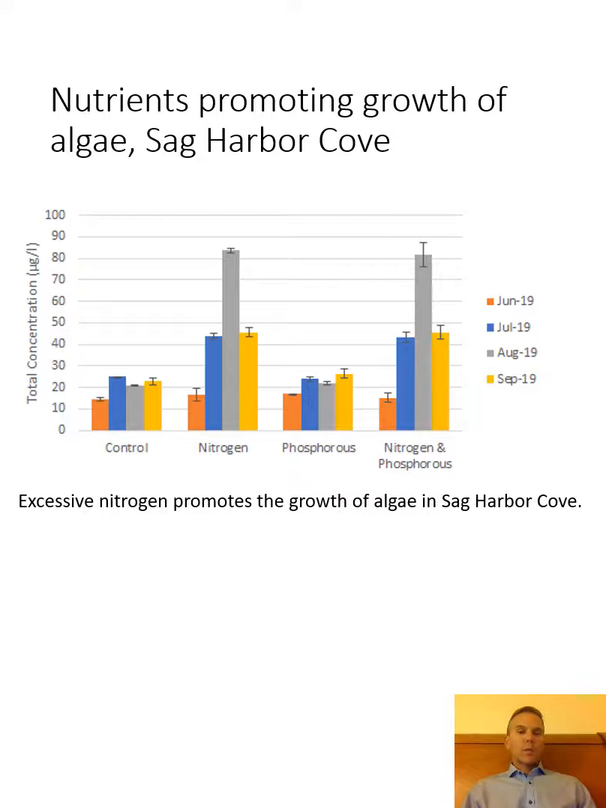We performed the same experiments in Sag Harbor Cove using water from Sag Harbor Cove, and essentially got the same result. I'll emphasize these experiments were performed in just 24 hours, and in just that short period of time, I will emphasize that the increase in phytoplankton biomass compared to the control was very large. Double, sometimes triple, approaching almost 4 times higher in just 24 hours, showing this is a highly nitrogen-sensitive ecosystem.